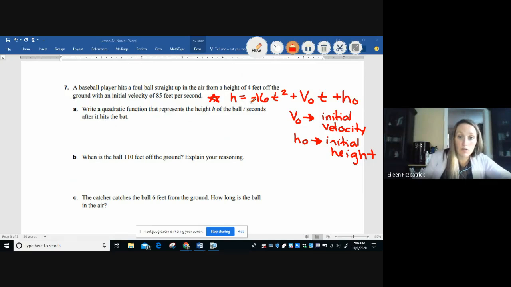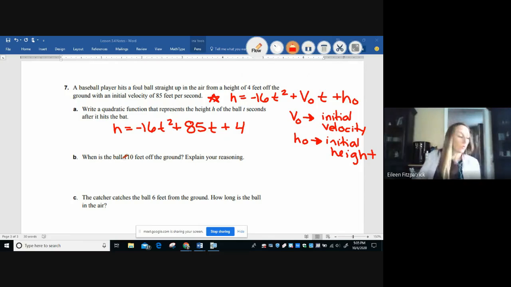So to write the quadratic function, you're just going to plug in the initial velocity and the initial height that are given in the word problem. So it would be h is equal to -16t squared plus, they said the initial velocity is 85 feet per second, so 85 times t, plus the initial height was given as 4 feet. Okay, so that would be part A.